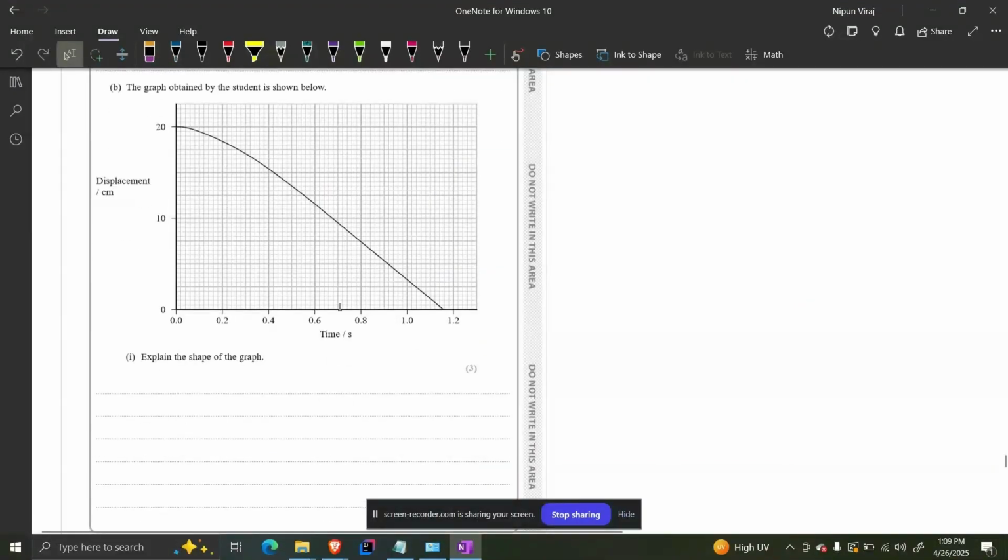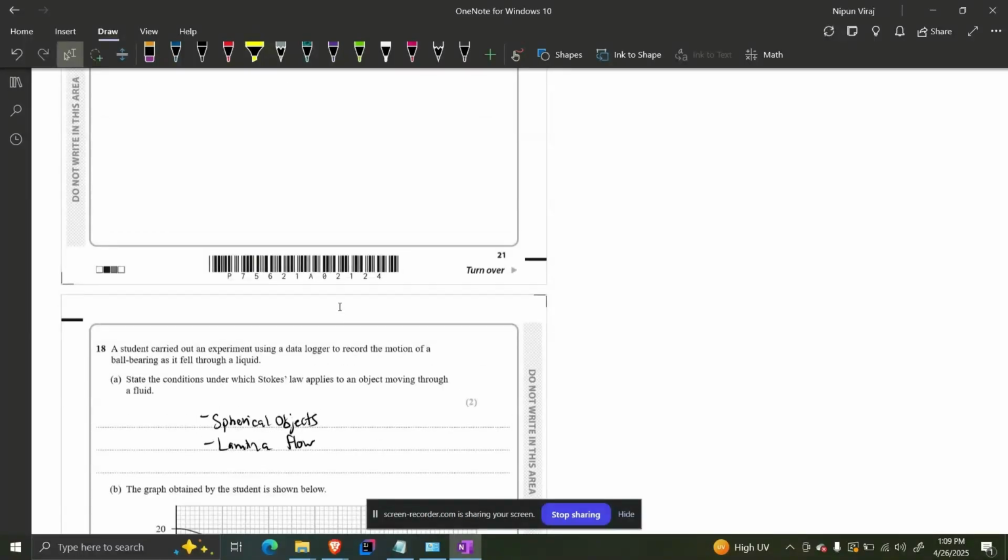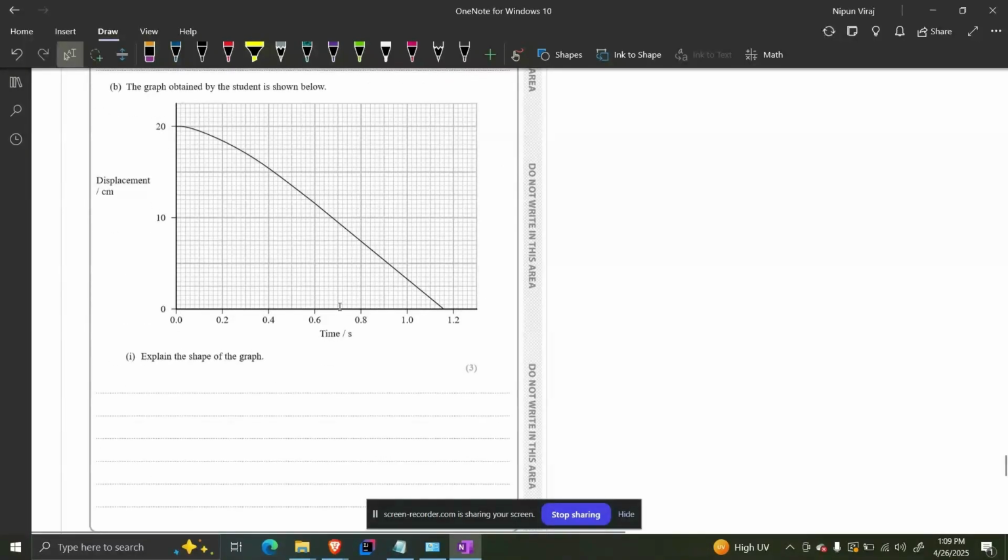Okay. The graph obtained by the student is below. Explain the shape of the graph. So what happens is the ball bearing is falling through the liquid, first of all its displacement decreases. Okay, its displacement decreases with time. So initially the velocity is zero, we can say. Okay? Initial velocity equals zero because gradient equals zero. Because gradient equals zero, the initial velocity is zero.